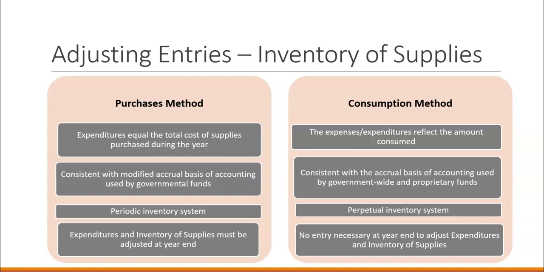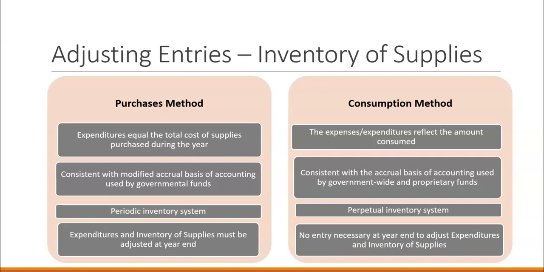So back to our discussion about adjusting entries for the inventory of supplies. Under the purchases method, this is similar to a periodic inventory system and consistent with the modified accrual basis of accounting. With the purchases method, expenditures and inventory of supplies must be adjusted at year end with a journal entry. So we have an entry to record the difference between supplies in our accounting records and supplies that we have on hand after a physical inventory count.